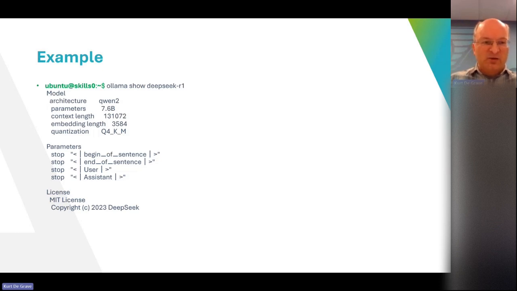And then it tells you a bit about which kind of roles there are in the model and which specific delineation tokens there are, and the license, where the MIT license is a very permissive license, so you can do basically anything with the model.